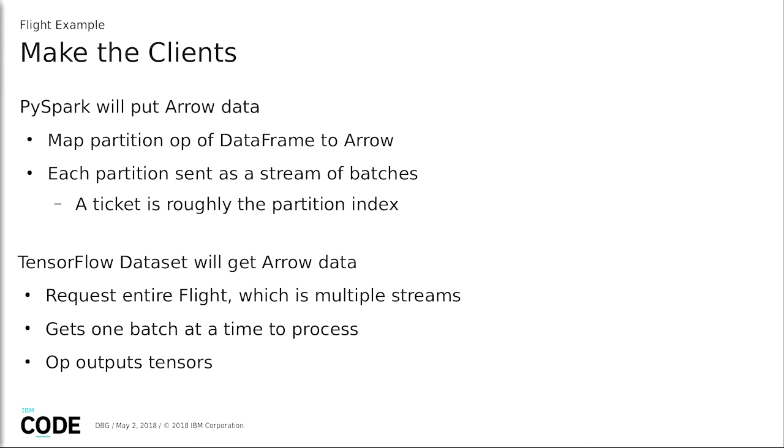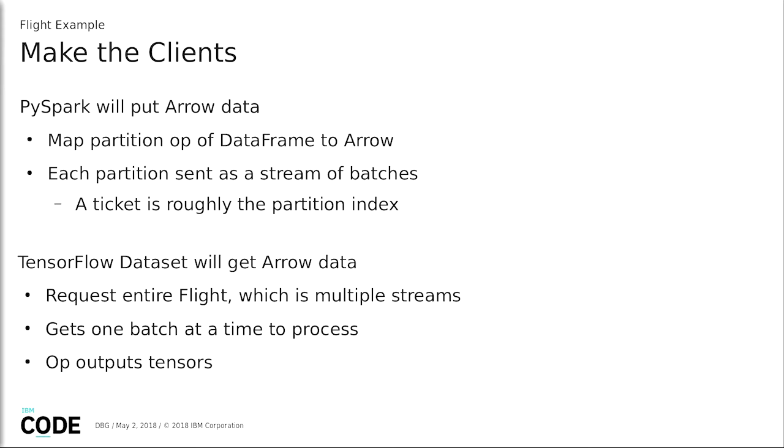All right, let's go on and define what our clients are going to be. We're going to have a PySpark client. And we're going to use an existing data frame and put that data into the service. And this is basically just going to be a map operation where we convert a partition into Arrow format as a stream and then send that stream onto the service. So a ticket in this case is roughly equivalent to a partition index.